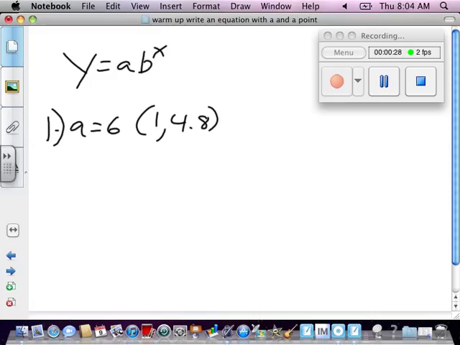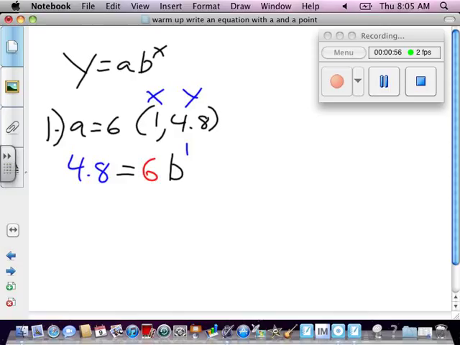And we want to plug them in. Now, 1 is what letter in our formula? X. And so 4.8 would be y. All right, and we have a, so let's plug them in. So I'm going to have 4.8 equals a times b to the first.